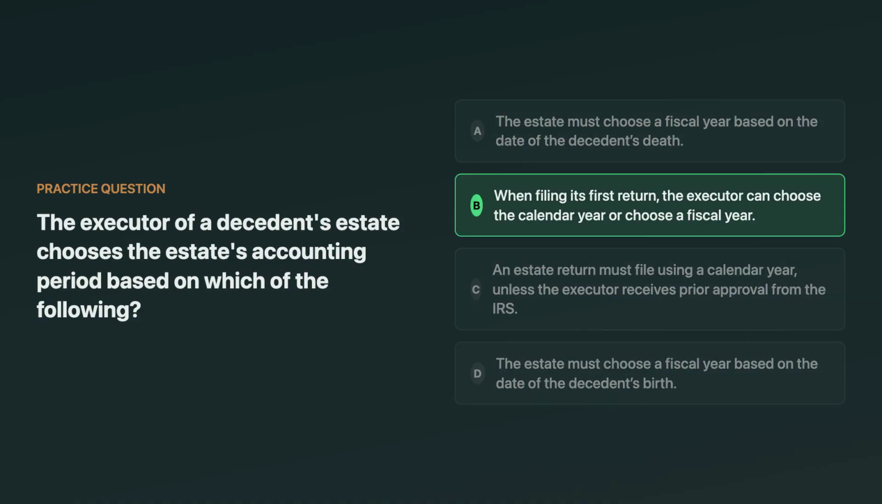The correct answer is: when filing its first return, the executor can choose the calendar year or a fiscal year. An estate is allowed to adopt either accounting period, and the choice is effectively made on the first Form 1041. The tempting wrong answer is the idea that date of death forces a fiscal year. Date of death starts the estate, but it doesn't lock the accounting year.